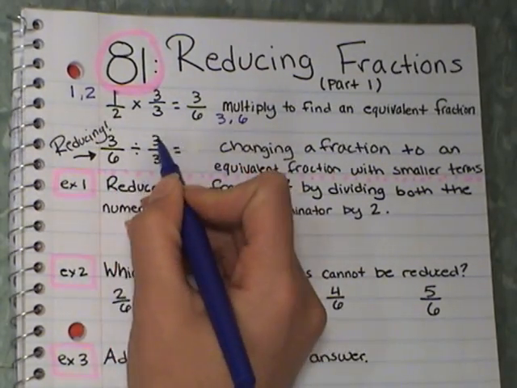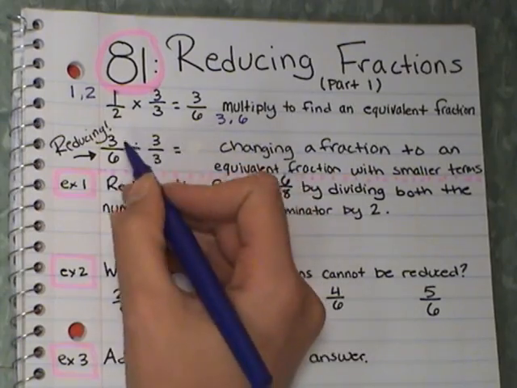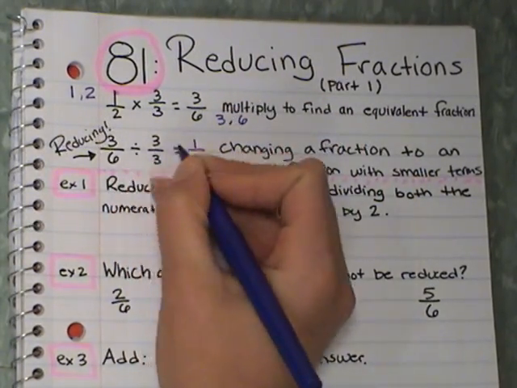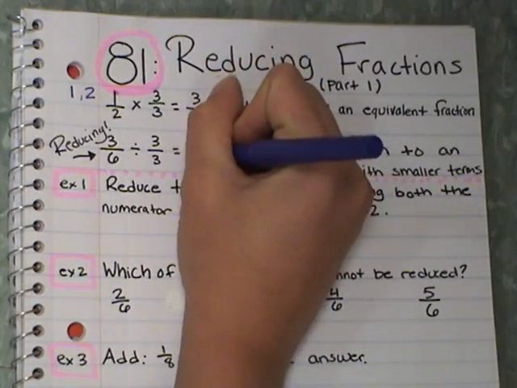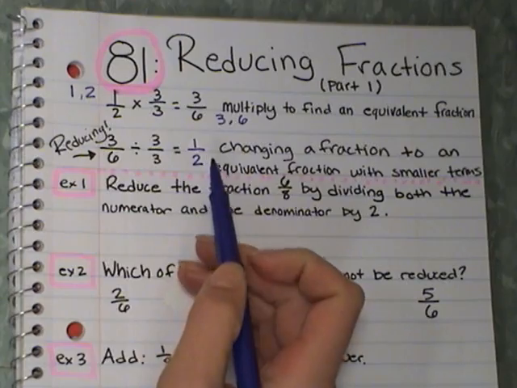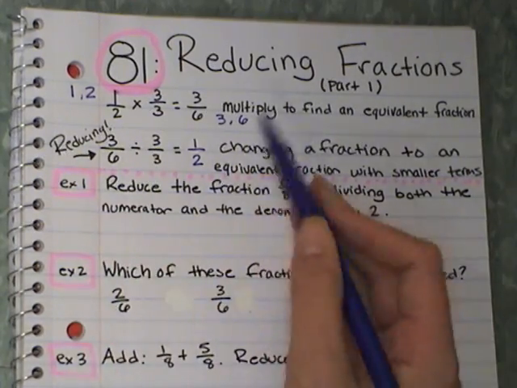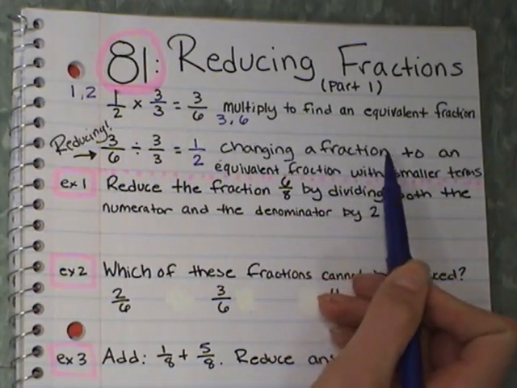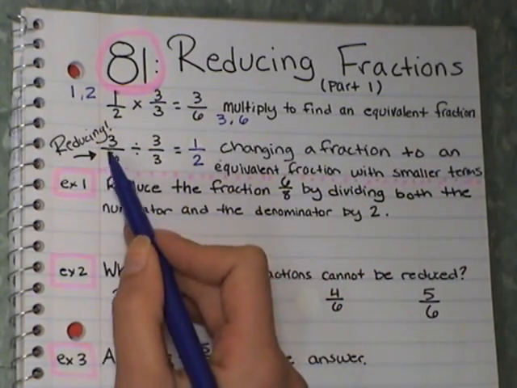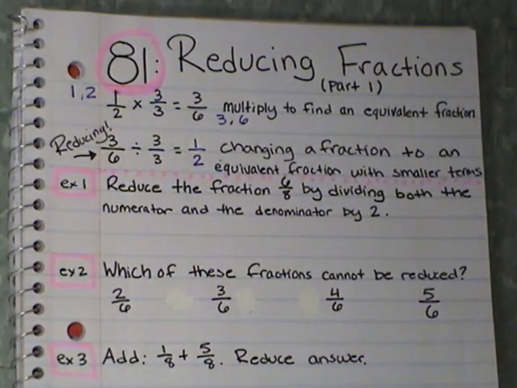So 3 divided by 3, whatever I do to the top, I do to the bottom. 3 divided by 3 is 1. 6 divided by 3 is 2. So an equivalent fraction of 3/6 is 1/2. And this is reducing. I wrote, changing a fraction to an equivalent fraction with smaller terms. So 3/6 and 1/2 are equivalent. We know that. But it's in smaller terms. We're reducing. The word reducing means to make smaller.